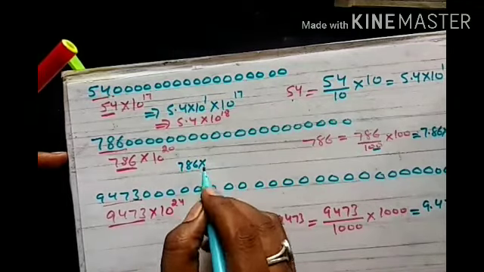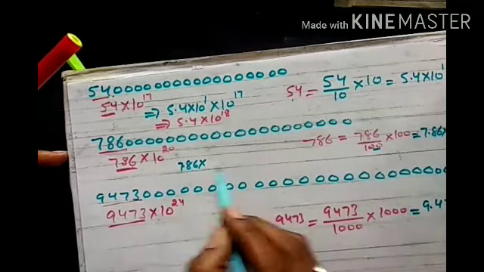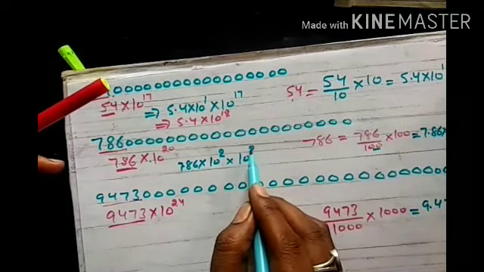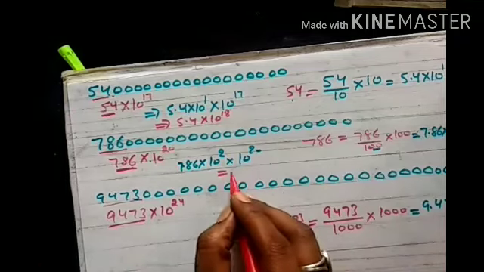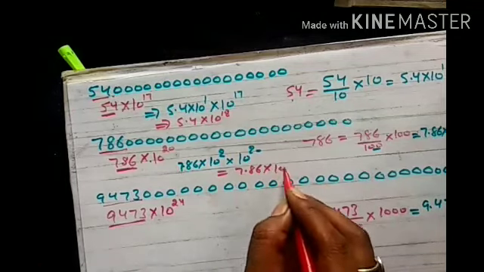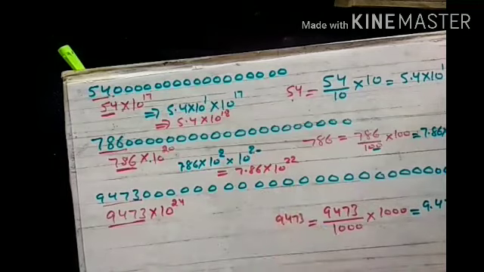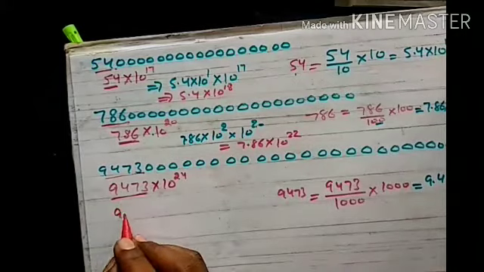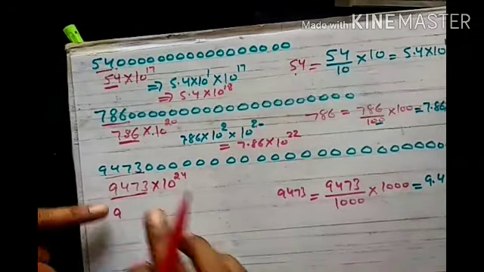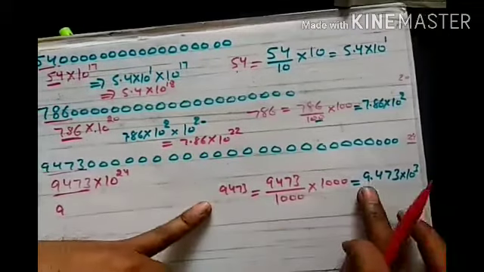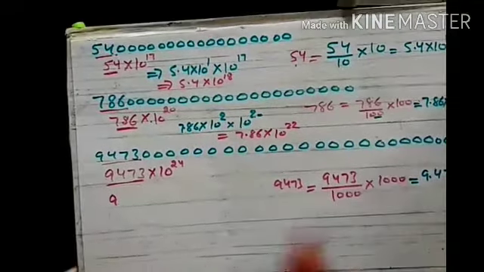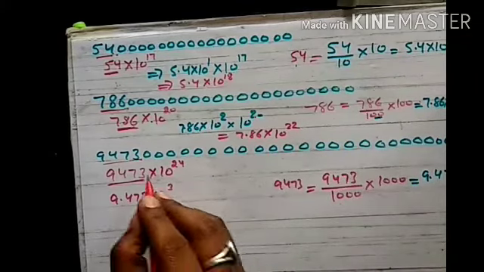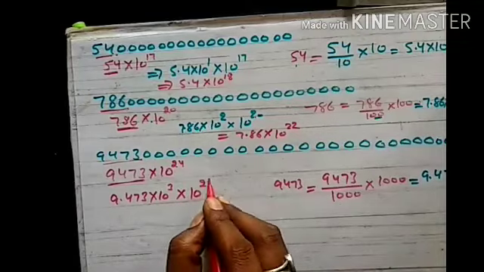786 multiplied by, this can be written as 10 square, and it is here 10 to 20. So you will write 7.86 multiplied by 10 to the power 20 plus 2, that is 22. This is the required answer in the scientific notation. Now here this is 9473. What is the value of 9473? 9473 is actually 9.473 multiplied by 10 cube, and it is also multiplied with 10 to 24.